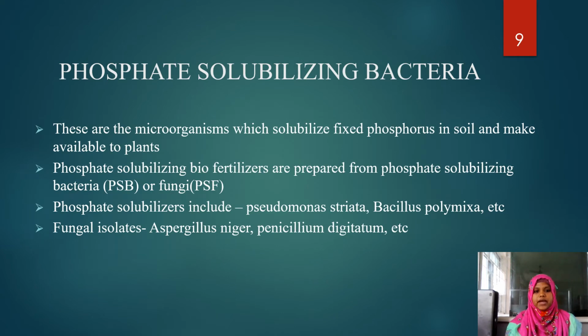Phosphate solubilizing bacteria. These are microorganisms which solubilize the fixed phosphorus in soil and make it available to plants. This phosphate solubilizing biofertilizer is prepared from phosphate solubilizing bacteria and phosphate solubilizing fungi. Examples of bacteria are Pseudomonas and Bacillus polymyxa, and fungal strains are Aspergillus niger and Penicillium digitatum.